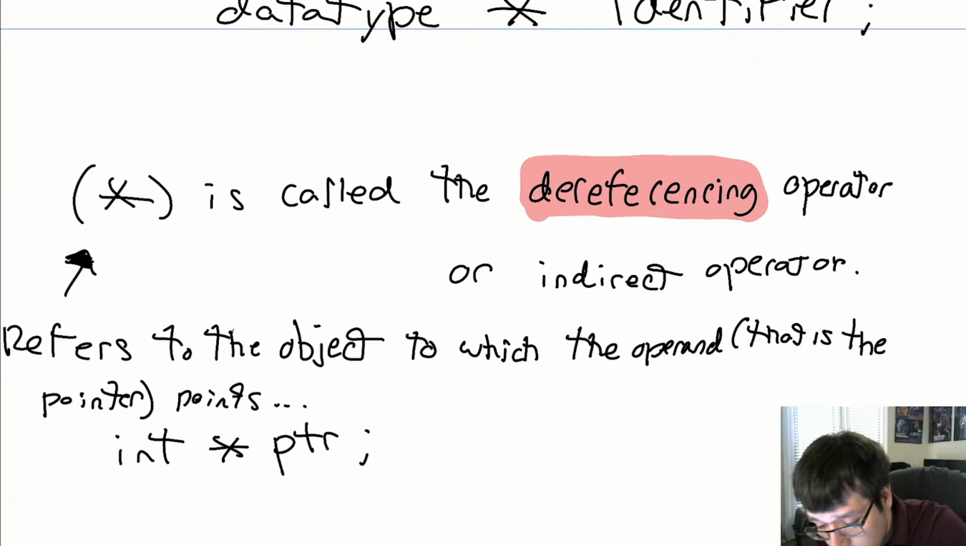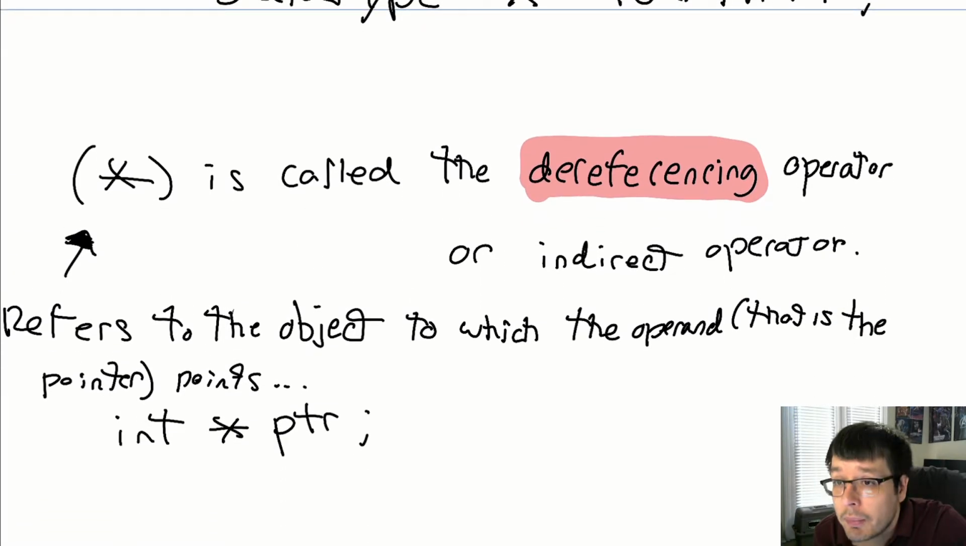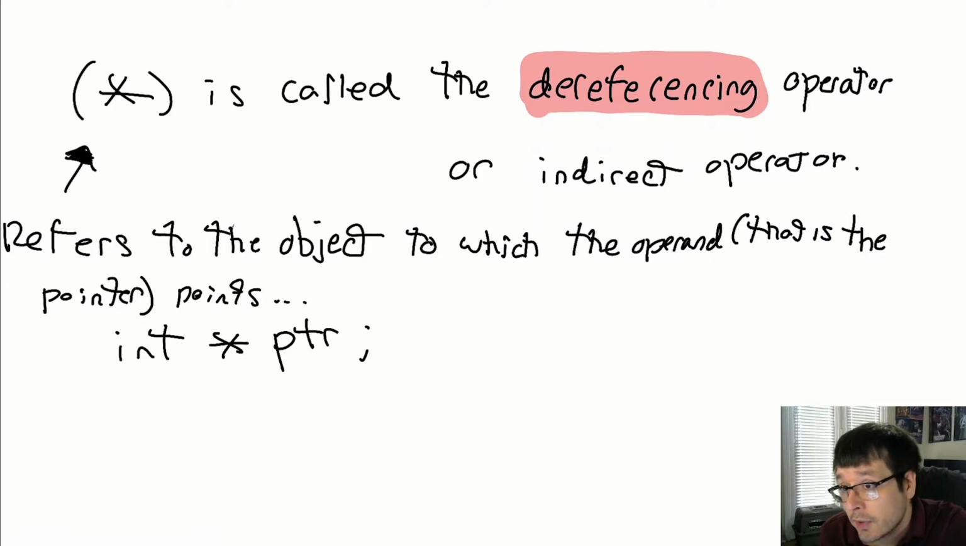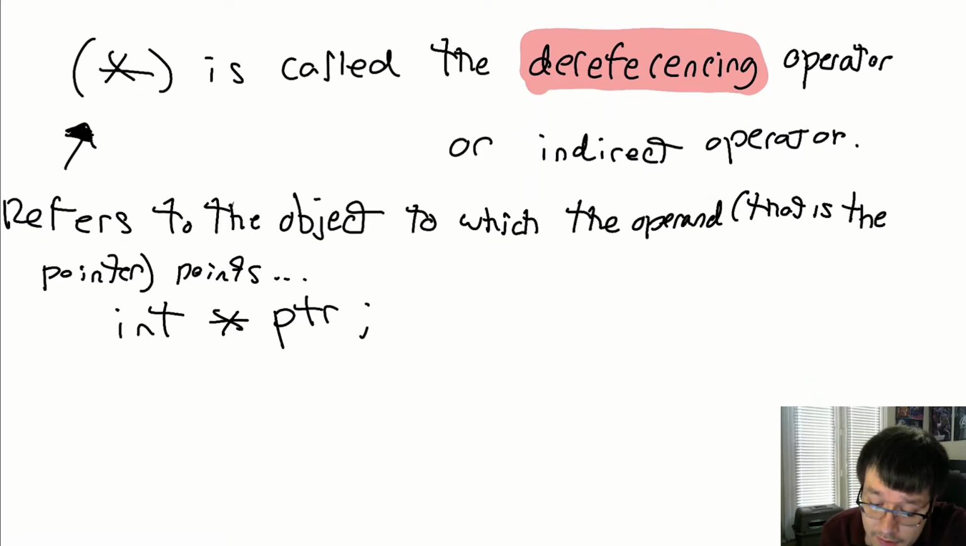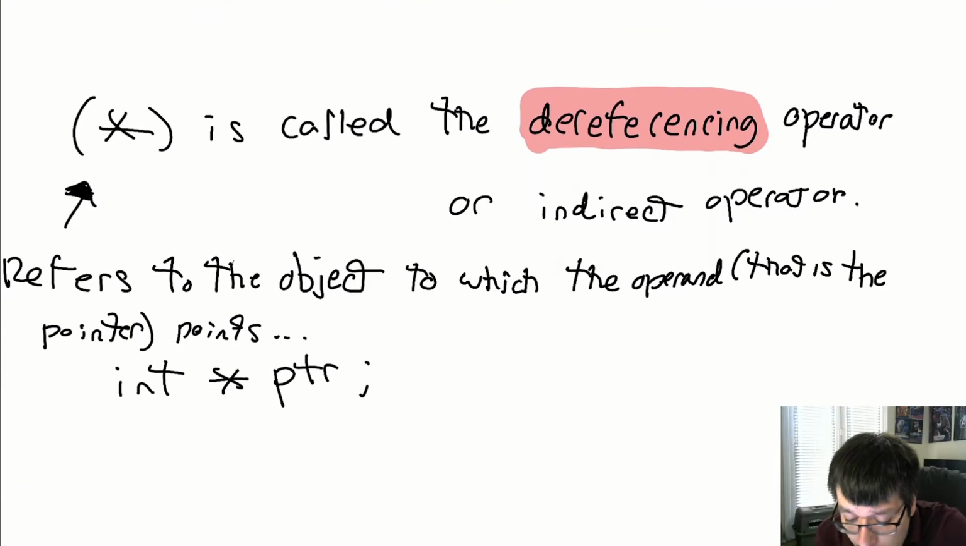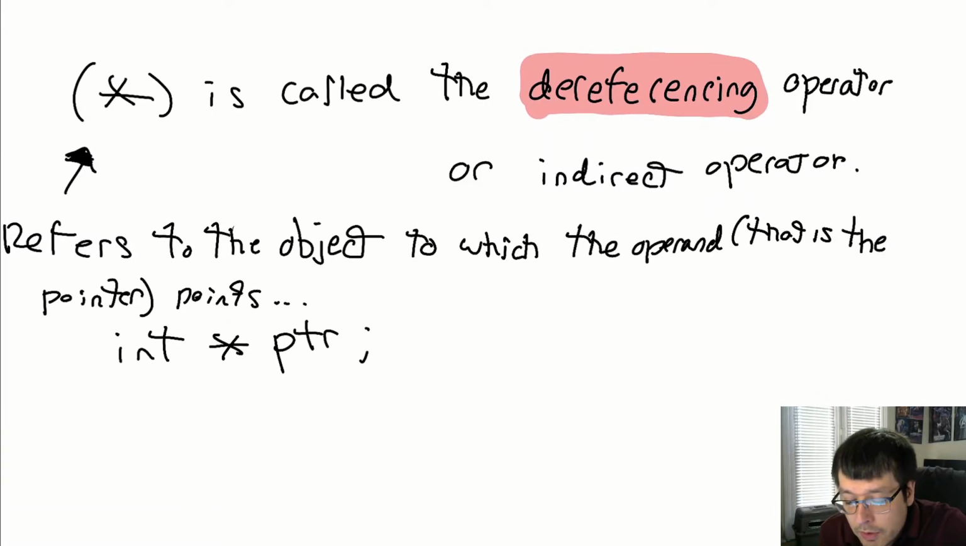So, saves me time. So yeah, this asterisk is called the dereferencing operator, or also, I guess, indirect operator. Although I typically refer to it as the dereferencing operator. It's also the multiplication, but again, in this specific context, it's the dereferencing operator. So, what does it do? Well, as I say here, it refers to the object to which the operand, so the pointer, points.